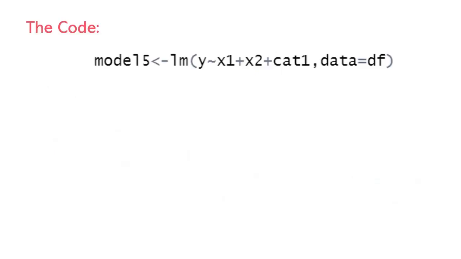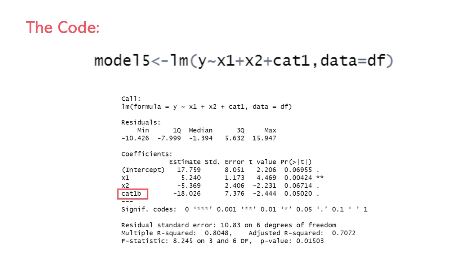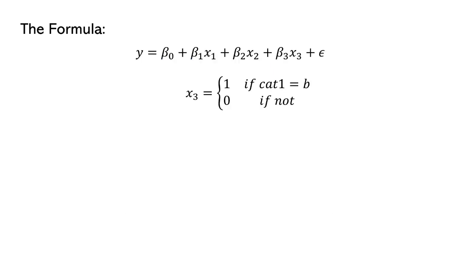Alright, first we're going to build a simple model with cat1 included in the model. The code to build the model is as follows, and the result will be something like this. Notice the red box. This shows that the variable in model 5 is called cat1b. The way to interpret cat1b is as follows.